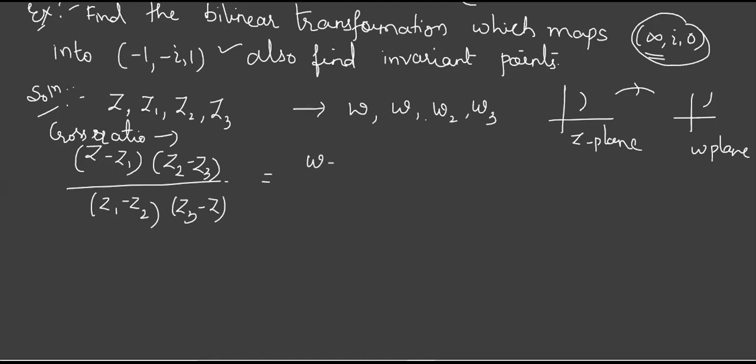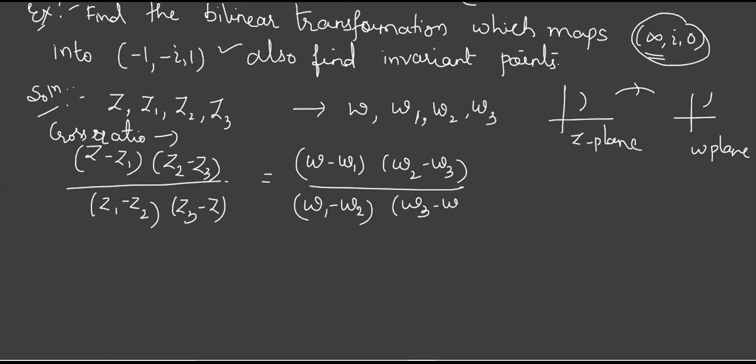So what is it? W minus W1, W2 minus W3 upon, tell me what it is? W1 minus W2 and W3 minus W. Okay. You write the cross ratio, they may give you 1 mark.